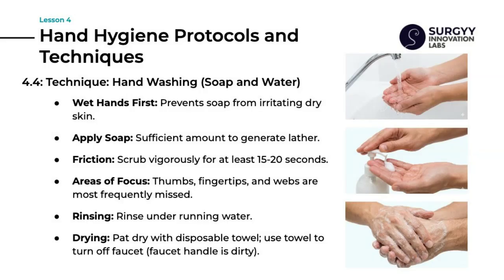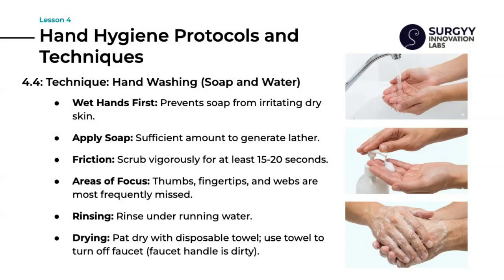Technique: hand washing with soap and water is necessary for physical decontamination. You must wet hands first to prevent the soap from irritating dry skin. Then, apply soap in a sufficient amount to generate a rich lather across all surfaces. Friction is the most important part. You must scrub vigorously for at least 15 to 20 seconds to mechanically remove microbes.